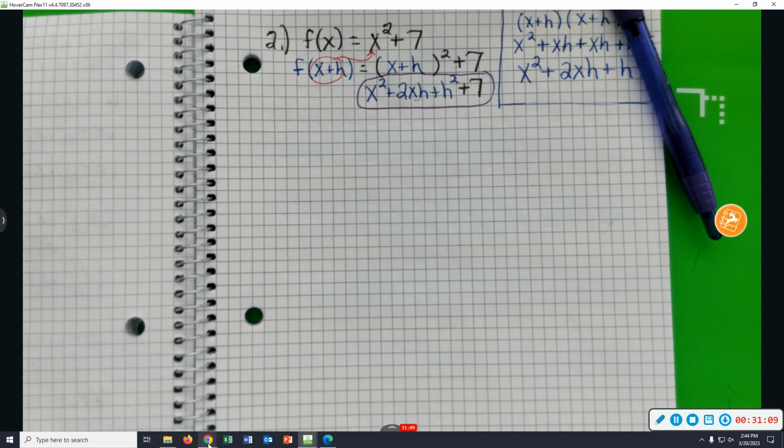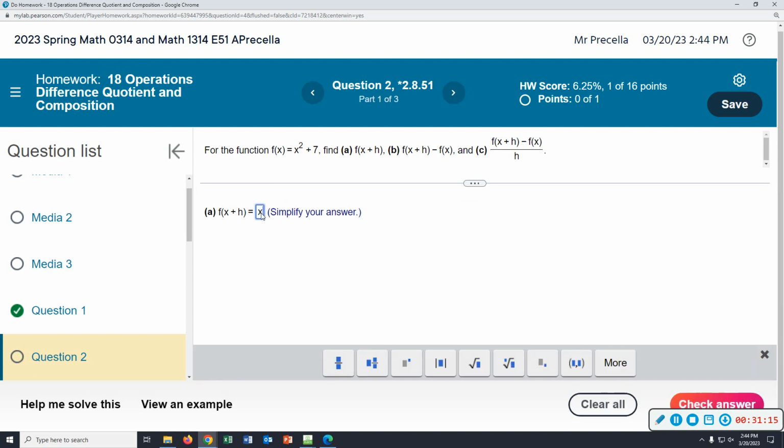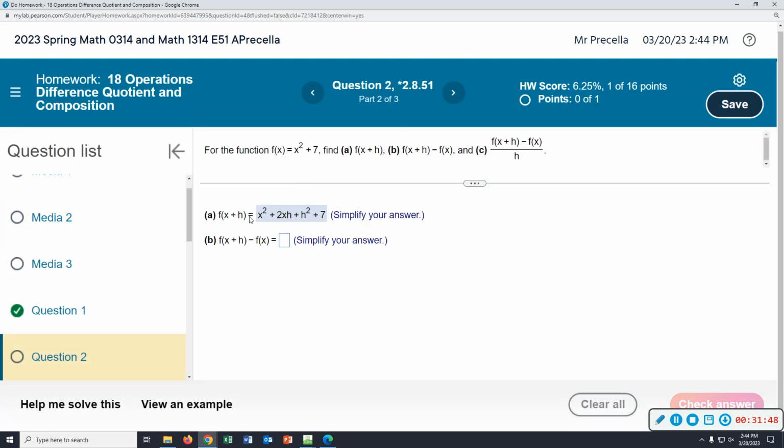So I'll come over here and I type in x squared, right arrow, plus 2xh plus h squared, right arrow, down arrow, whatever to get out of that, and then plus 7. And that's called f of x plus h.